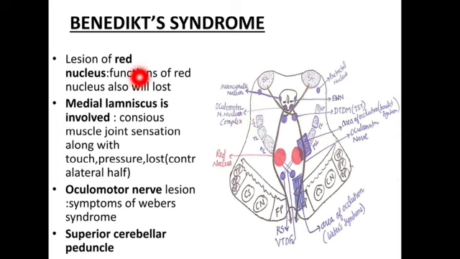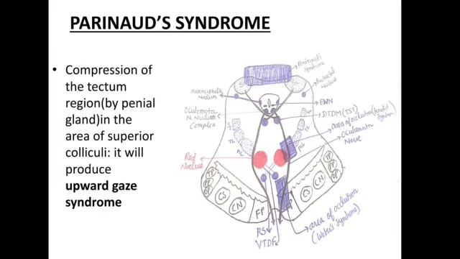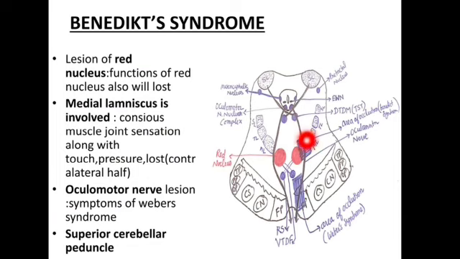because of lesion of red nucleus, involvement of medial lemniscus, involvement of oculomotor nerve and involvement of superior cerebellar peduncle. So this blue area showing area of occlusion of red nucleus, medial lemniscus, oculomotor nerve and sometimes superior cerebellar peduncle, causing Benedict syndrome.